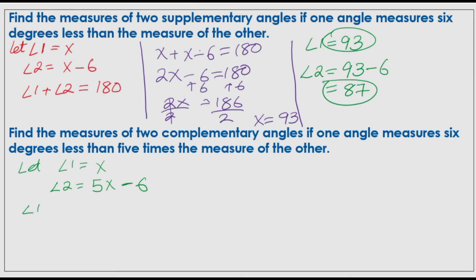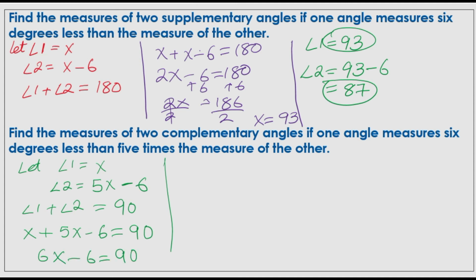Same thing, angle 1 plus angle 2, but this time it's going to be equal to 90 degrees because they are complementary angles. Angle 1 is x, and angle 2 is 5x minus 6, which is equal to 90 degrees. Now solve it. x plus 5x is 6x minus 6 equals 90. Add 6 to both sides, so it will be 6x equals 96. Divide both sides by 6. x will be equal to 16.